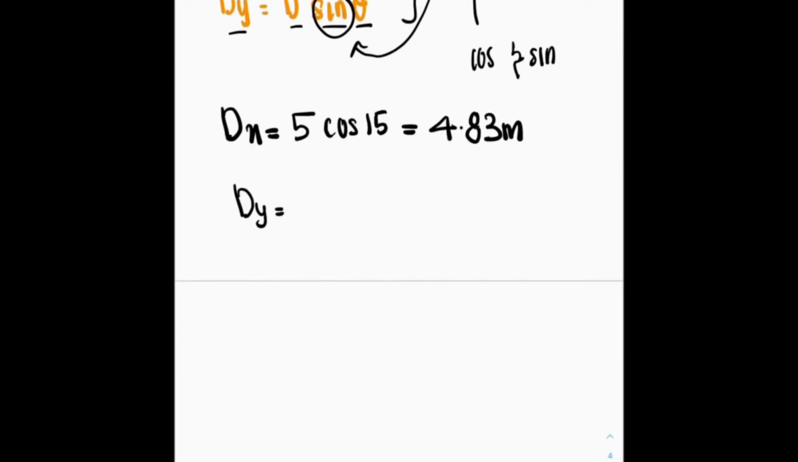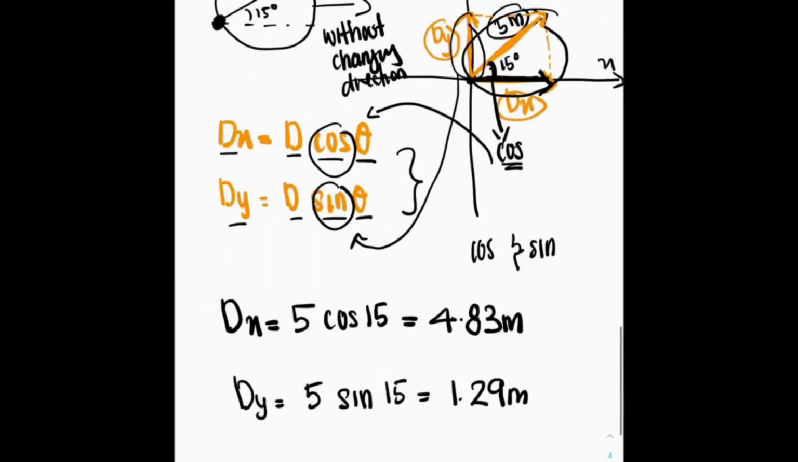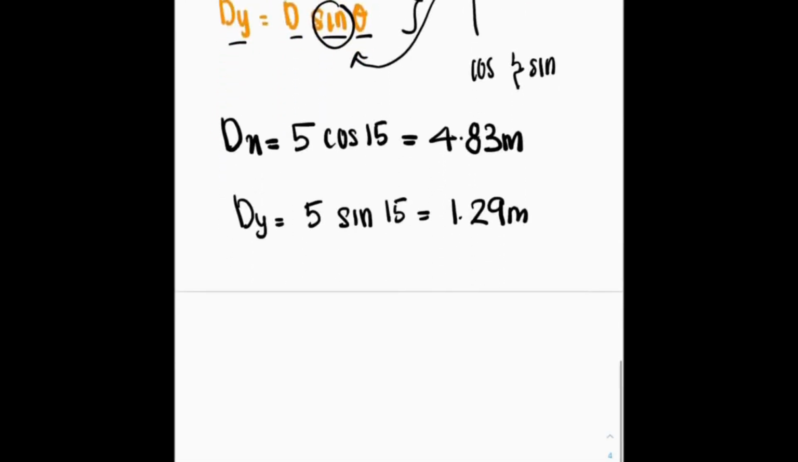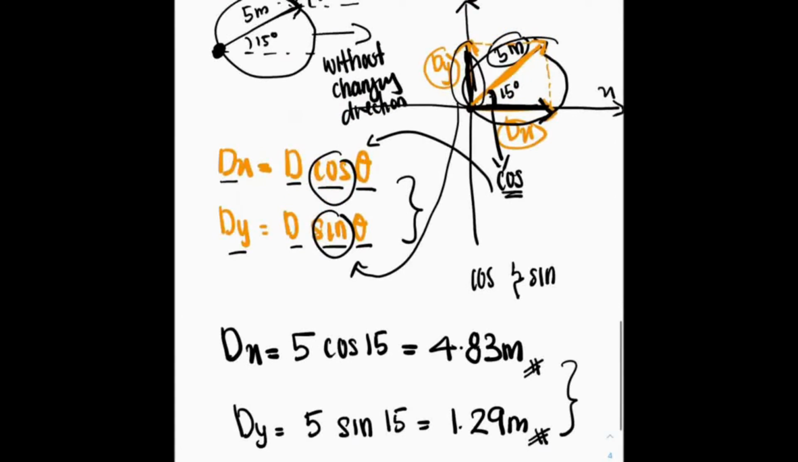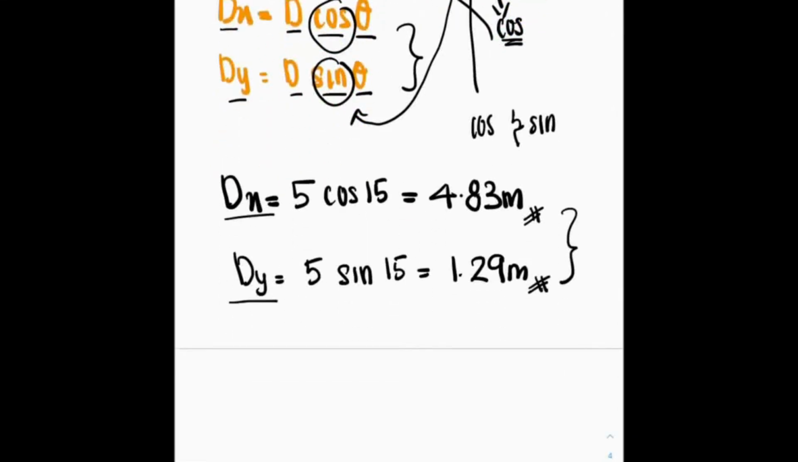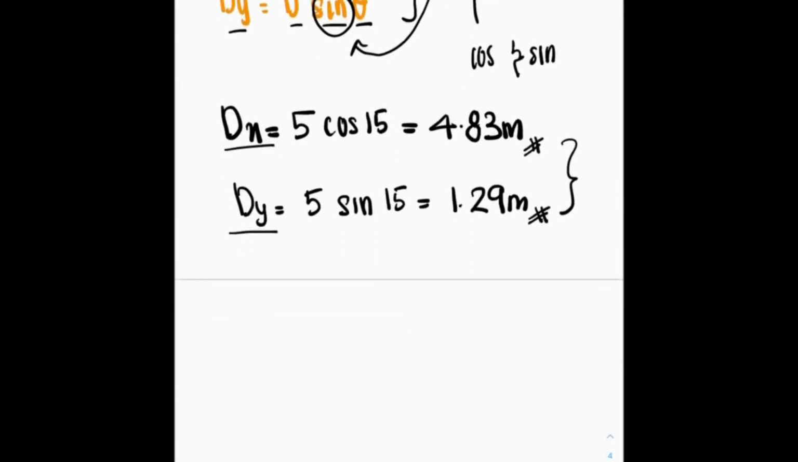Here, this is the direction along x. And then for my dy here, I'm going to have 5 sine 15 degree. 5 sine 15, you're going to get 1.29 meter upwards here. We have already deduced the direction along the y component. So this is your displacement along x and this is your displacement along y. This is what we call resolving a vector into components dx and dy.